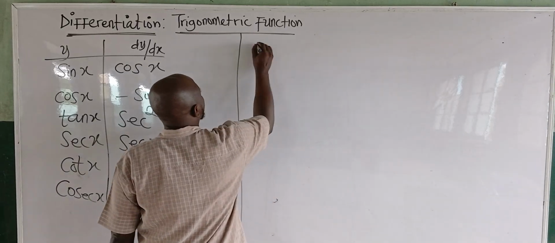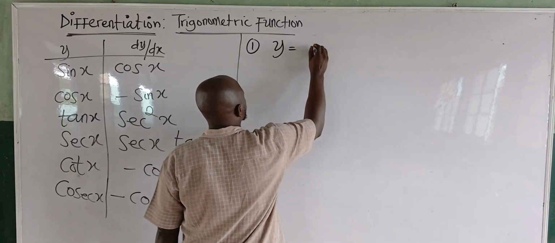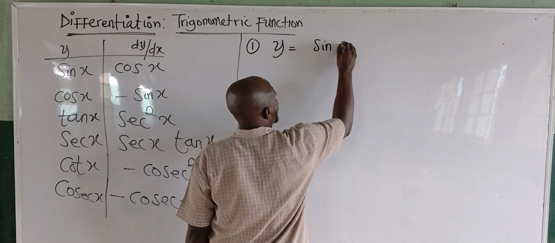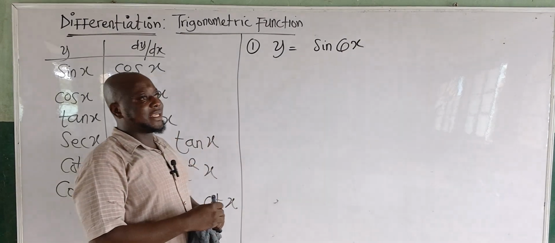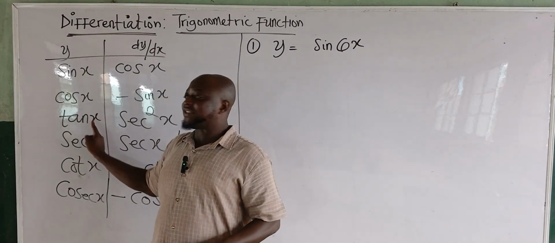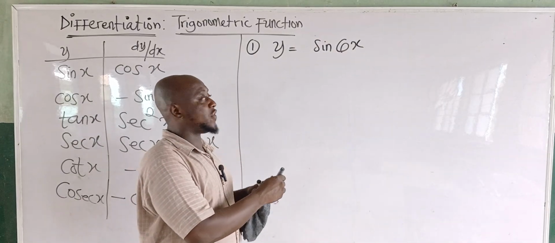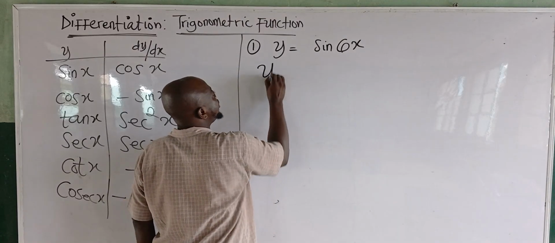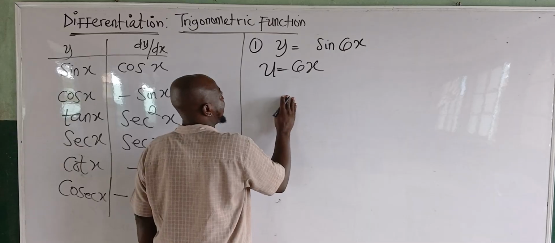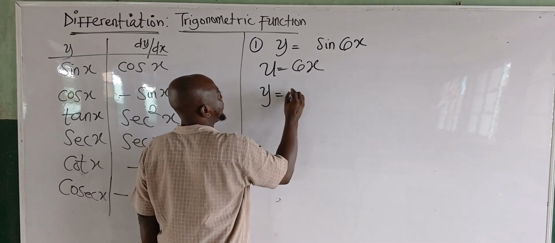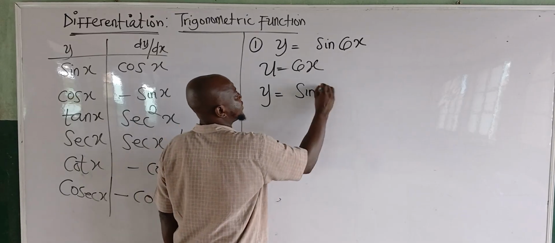Example 1. If you have y equals sine 6x here. Now, the first thing you note is that everything in front of this trig function, we call it u, because we are using the chain rule to solve this. So for the chain rule, we say let u be this one at the front of this. So I have 6x here. Next up, we say let y be sine u, since we said let this one be u. So here will be u.